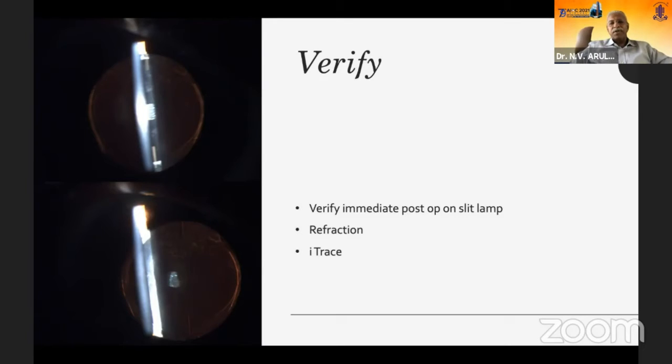Once the lens is in position, it's not going to rotate that easily unless the bag is going to get inflated. You have made sure the bag is not inflated by removing all the viscoelastic. So verifying immediate post-op helps you to make sure that the lens is in position. If it is not, re-rotate immediately. Post-operative later rotation, if necessary, can be done after a week or 2 when the bag is shrunk a little bit.